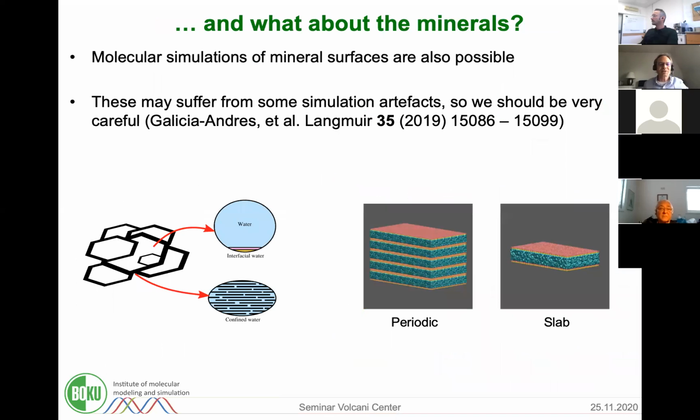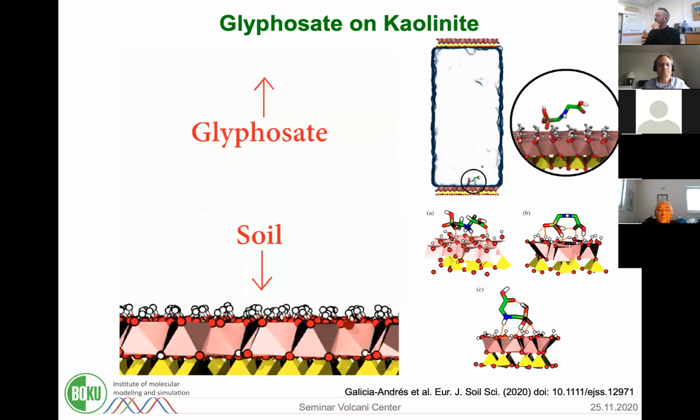In the last couple of minutes, I would still like to say a few words about our efforts in also simulating minerals. Of course, mineral surfaces are also very important. Here we have a bit of an issue that simulations of layered systems can become artifacted. So we are distinguishing here two kinds of simulation. One where we have a periodic layer of a mineral with water in between, and one where we are treating it just as a slab, and the periodicity in the Z direction has been removed. That's a very technical story. I don't want to go too much into the details of that.